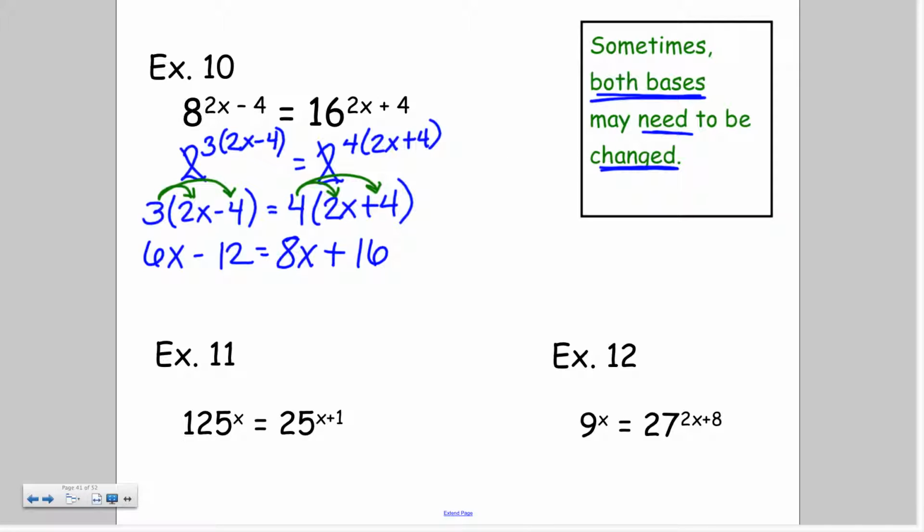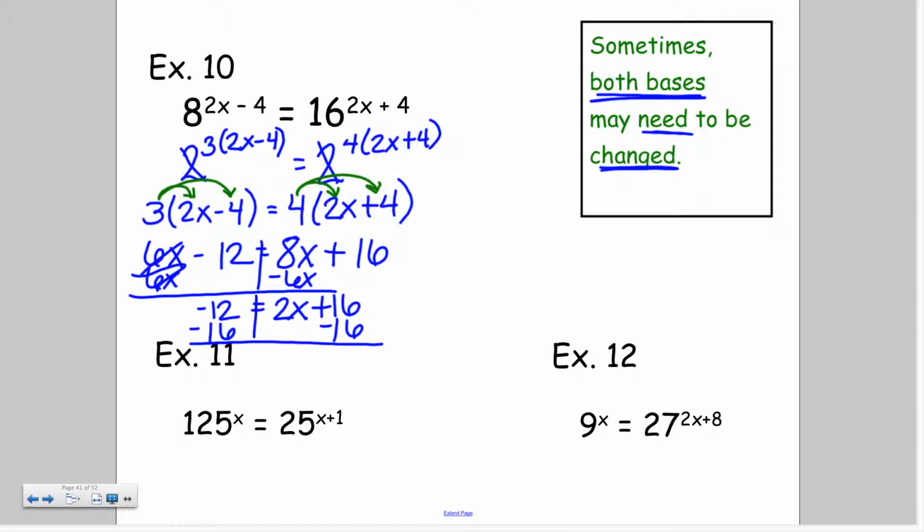Now combine like terms. So subtract 6x from both sides. That leaves me with a negative 12, and that's going to be equal to 2x plus 16. Now I'm going to subtract 16 from both sides. I'm going to put my answer right here. So negative 12 minus 16 is a negative 28.